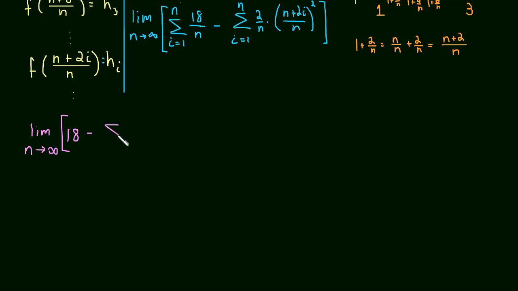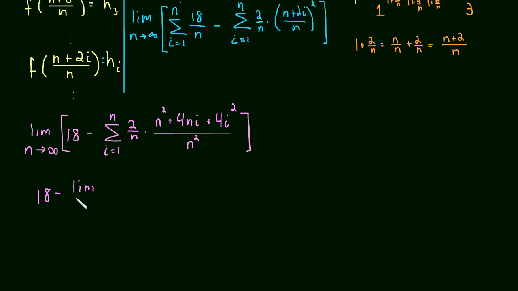So let's start evaluating this other sum. Algebraically, this is the harder part. So 2 over n times, this becomes n squared plus 4ni plus 4i squared all over n squared. Okay. And this is the limit of a difference. We know that we can break this up into two limits. And the first limit, the limit as n approaches infinity of 18, well, that's just 18. So let's just write that as 18 minus now this limit here of this sum.